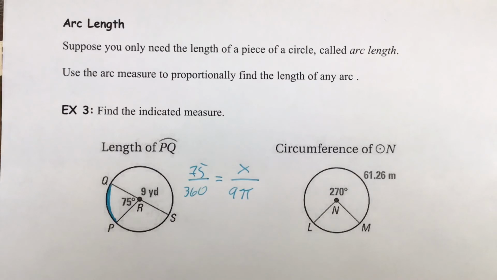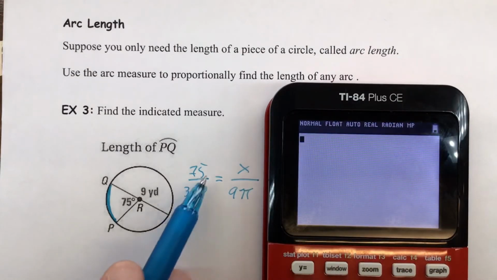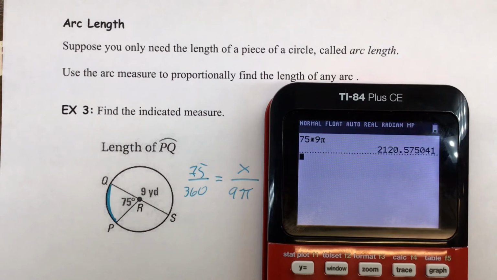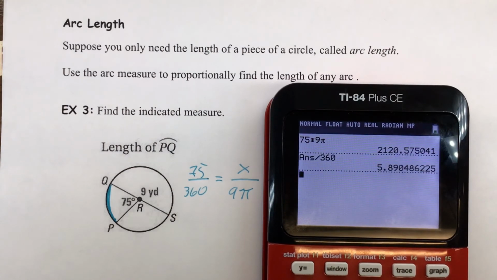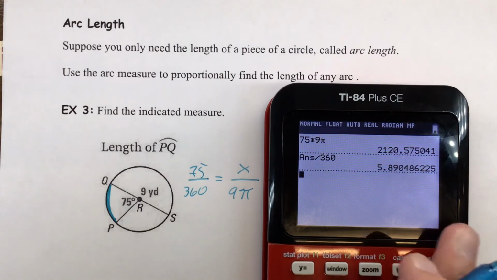We'll go ahead and take our calculator and figure out this first product right here. We're going to take 75 and multiply it by 9 pi, which gives you that number, and then we'll divide it by 360. And that is x. That would be the value of x, which is approximately 5.9.